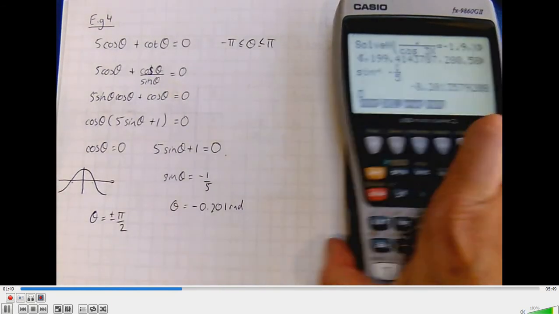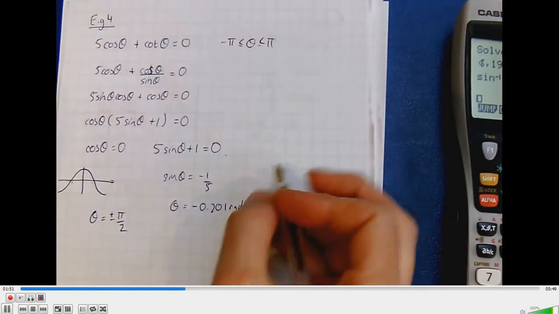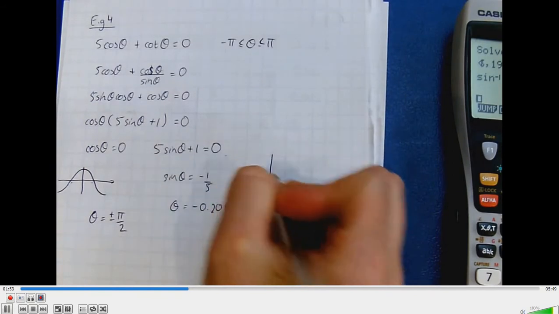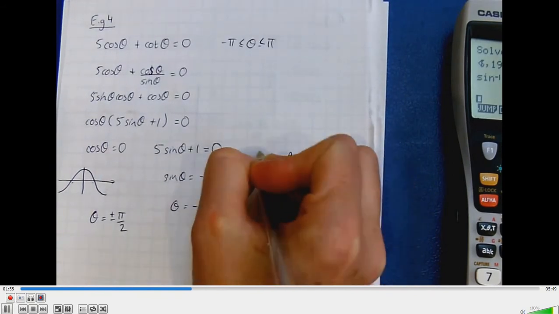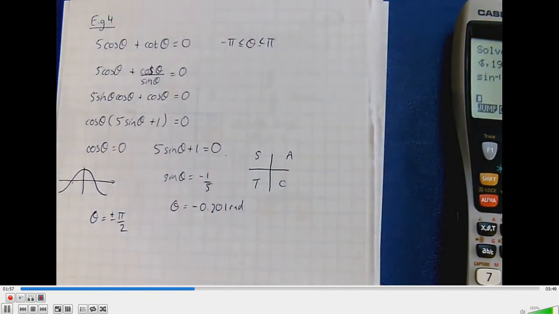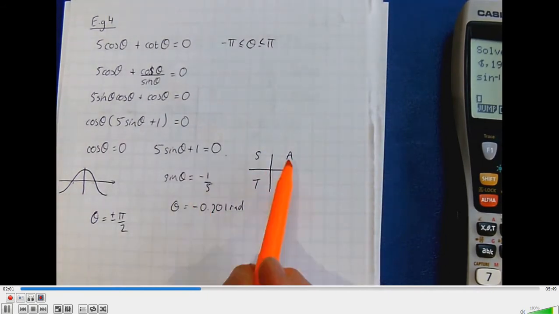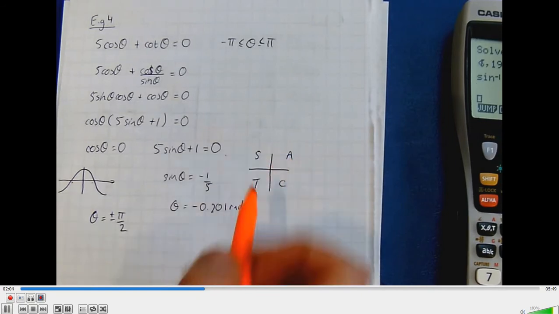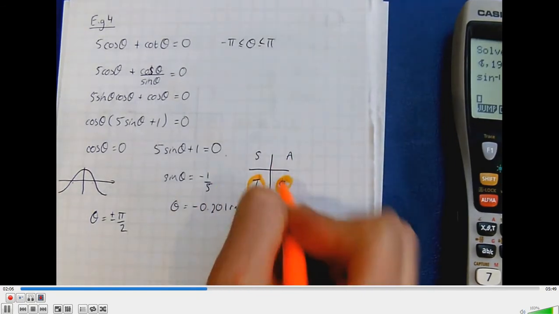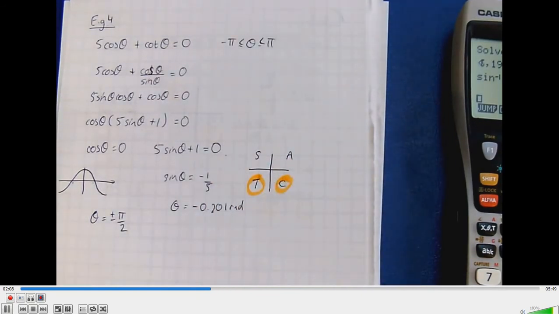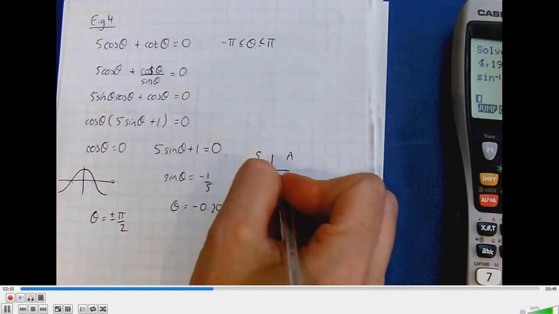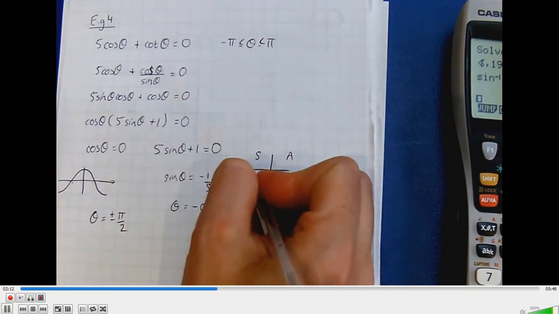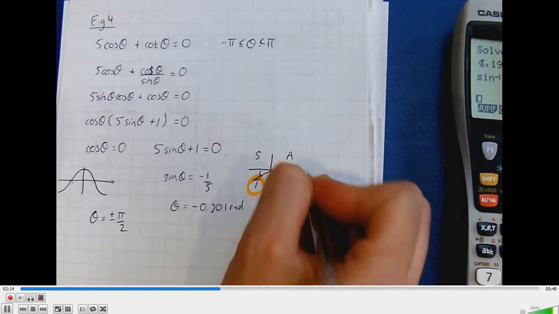I need to find all my solutions in this range. So I'm going to draw a cast diagram to help me. The sections that I need to look at are the ones where sine is negative. So sine is positive in all and S. So I want these 2 regions. So I'm going to draw my stick in there, my angle. Okay, and I know that angle is 0.201.